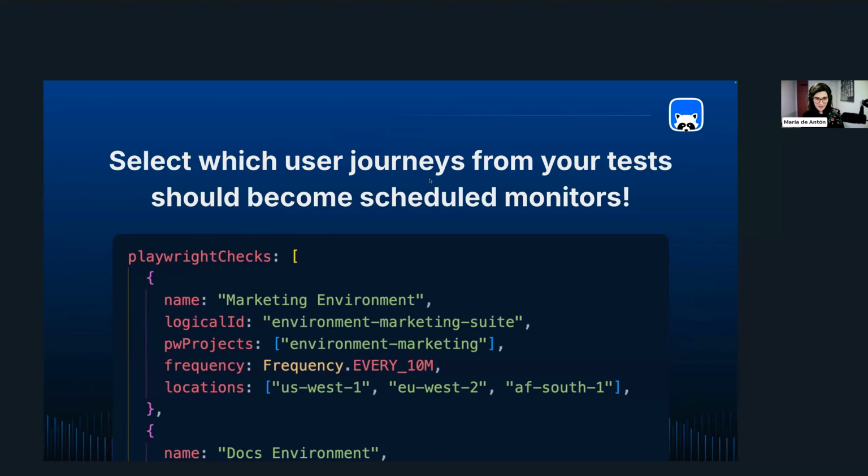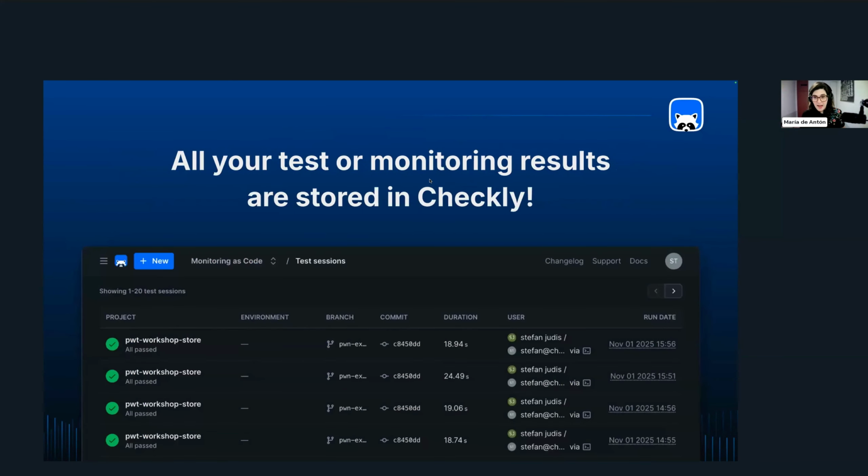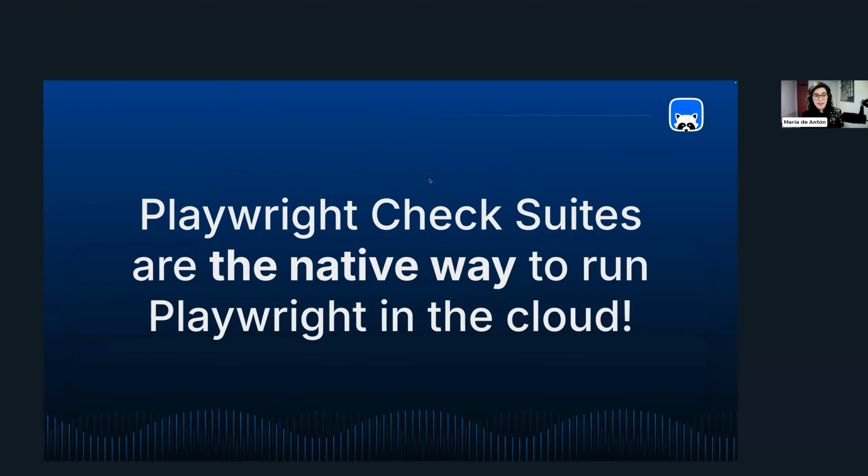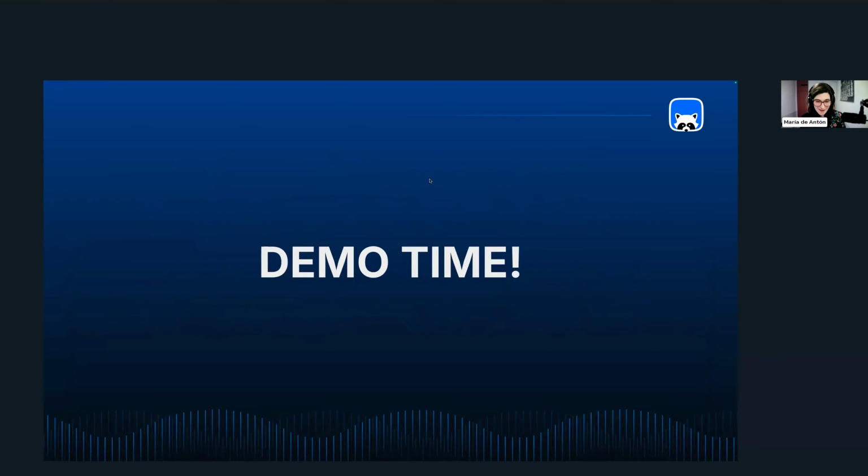And of course, you can define this as usual with our monitoring as code model, so that it's in your code and then checked and tested as you deploy and move forward. And of course, all your tests and monitoring results are now stored in Checkly with easy access to traces, videos, and all of the assets that you need. And yes, Playwright checks are the native way to run Playwright in the cloud. But I'm not only going to tell you, I'm going to show you, because this is how you actually get to see it. This is a demo.